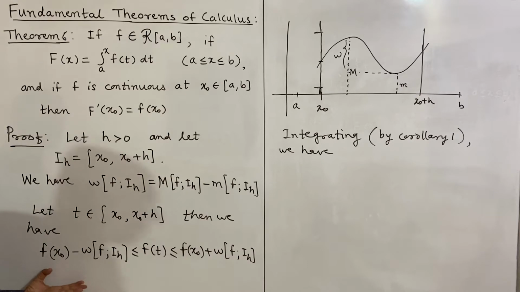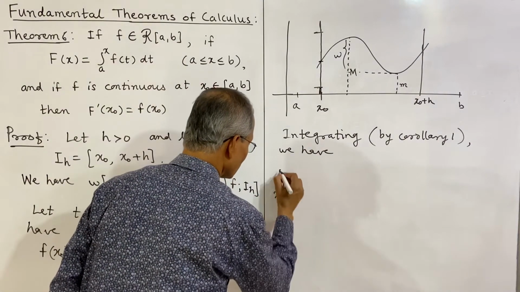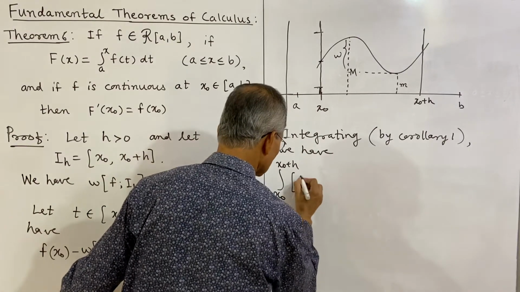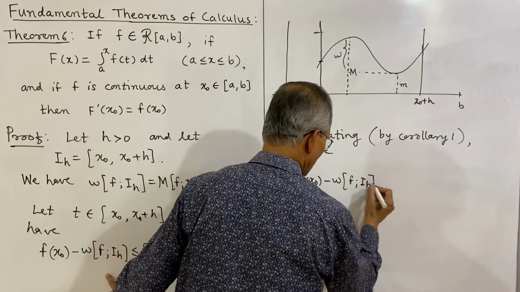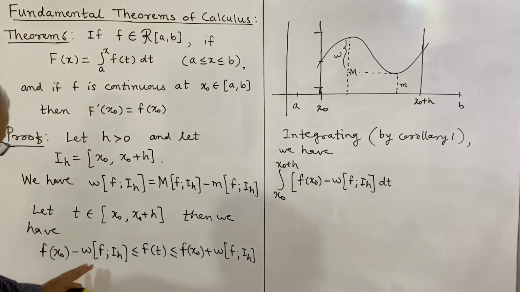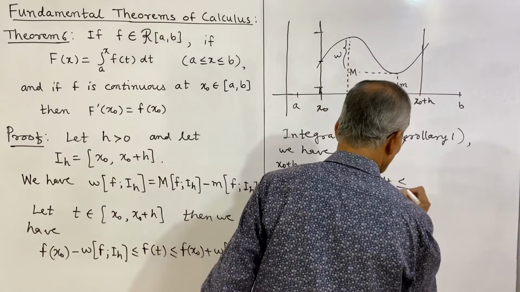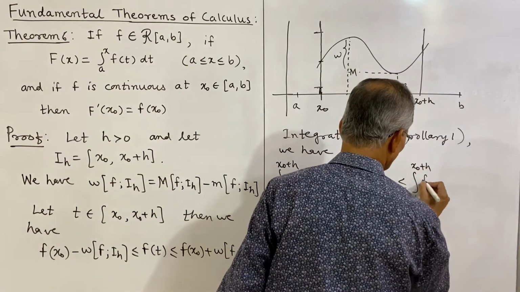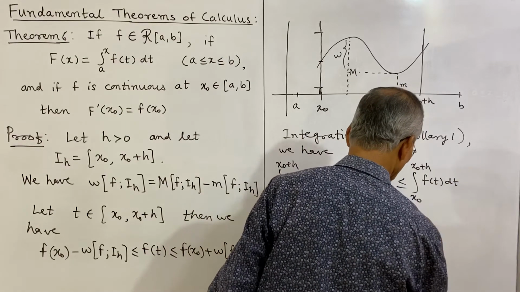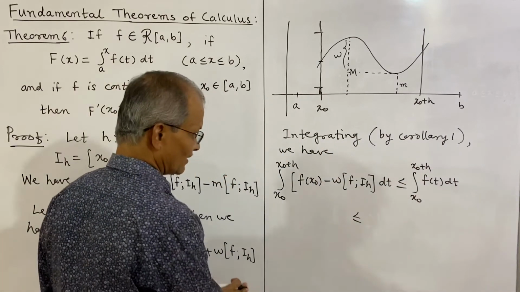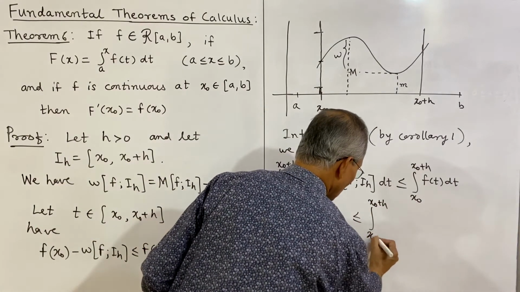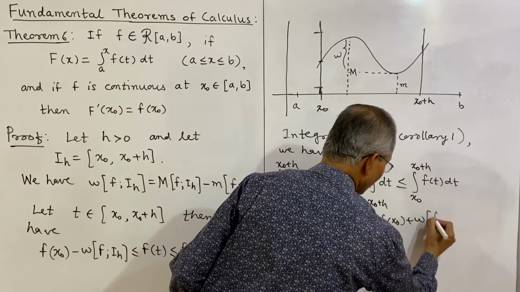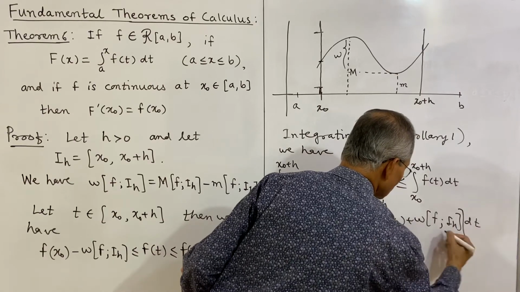Now, when we integrate in the interval x naught to x naught plus h, the integration of the first term will be the integral from x naught to x naught plus h of f of x naught minus the oscillation of f over the interval I_h, with respect to t. This is less than or equal to the integral from x naught to x naught plus h of f of t dt, and that is less than or equal to, the extreme right side, the integral from x naught to x naught plus h of f of x naught plus the oscillation of f over I_h dt. So, this we will put in brackets.